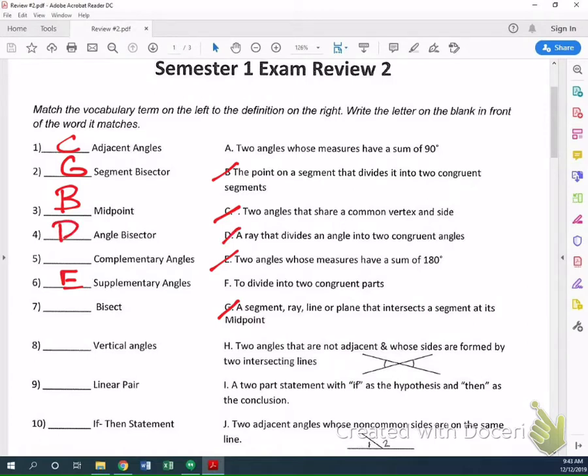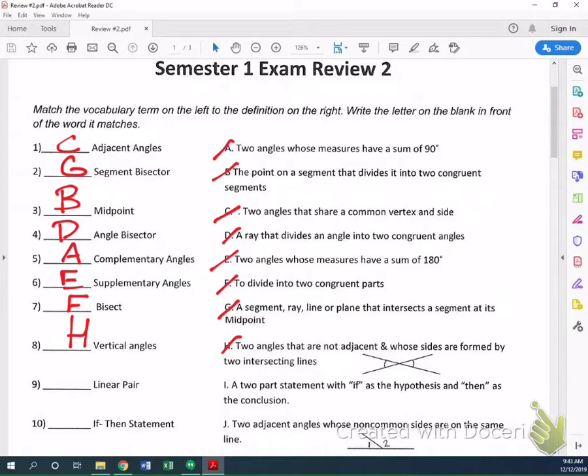Yeah, a ray that divides an angle into 2 congruent angles is an angle bisector. Complementary angles add to what? Complementary angles? A. Add to 90, so that's A. We already talked about E. Bisect F is, yeah, that's the generic, just to divide into 2 congruent parts. Vertical angles, there's a picture. Which one is it? H, good.